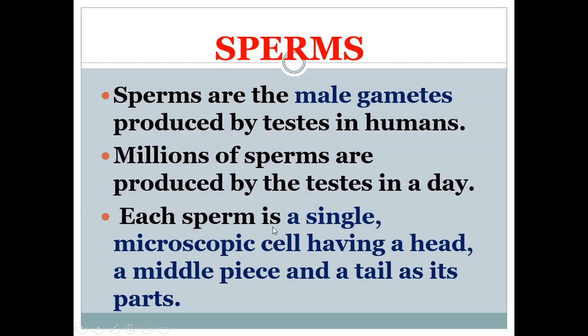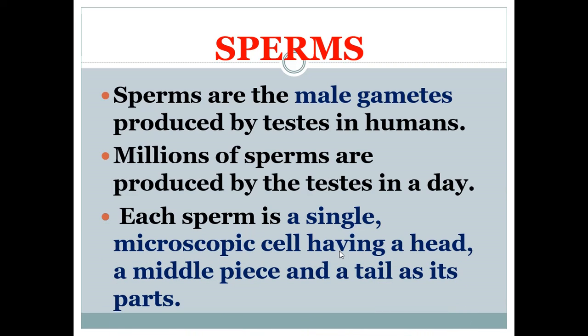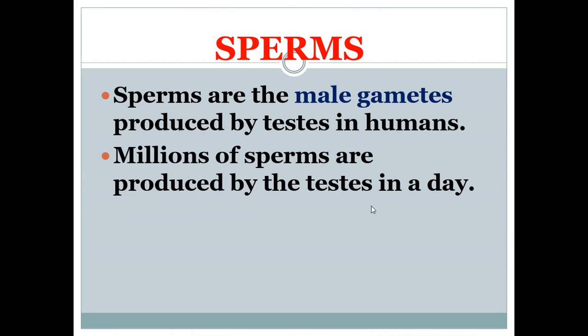A sperm is a single microscopic cell, the male gamete, a male sex cell which has a head, a middle piece and a tail as its parts. It has three parts: head, middle piece and tail. Now let's see the structure of sperm. Here you can see the structure of sperm.